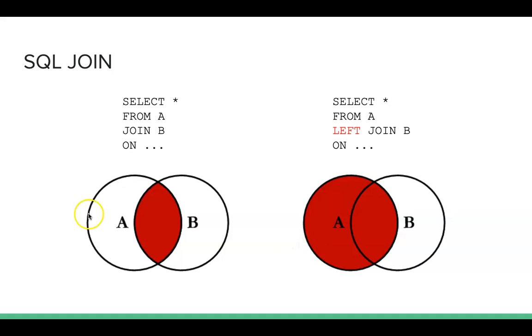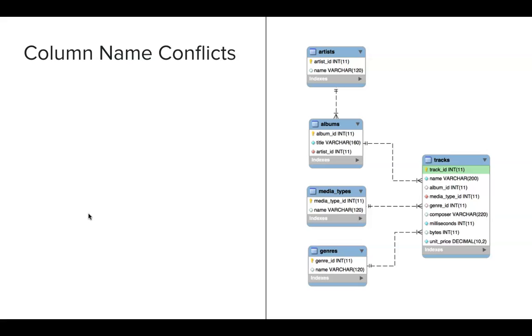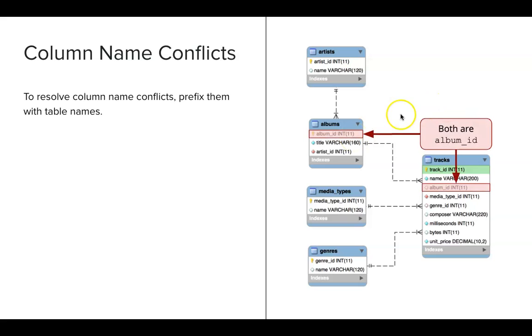Also, now that we're joining a bunch of tables, another thing that can happen is, what if some tables have the same column name? For example, in my tracks table, I have a column called album ID, but my albums table also has a column called album ID. This happens a lot. And if you're not in a position where you can change the column name, you have to deal with it. There could be conflicts, right? They're both album ID.